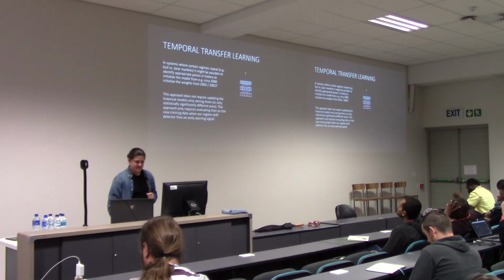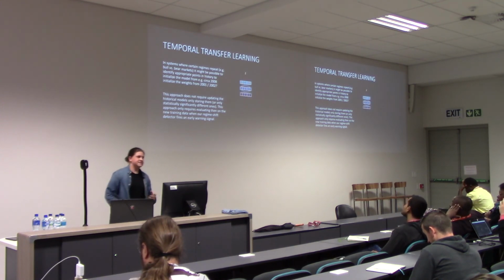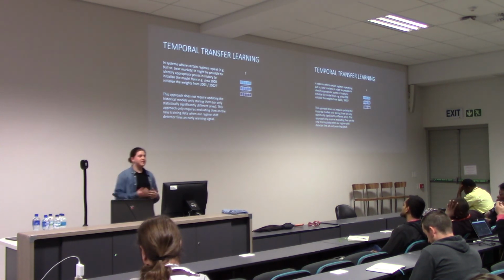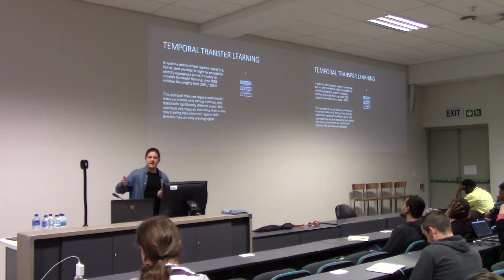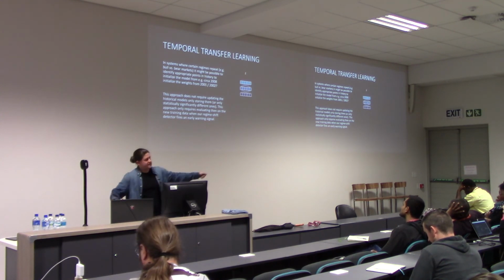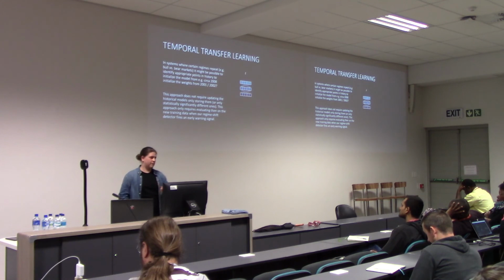Temporal transfer learning. This is something I've been playing around with recently, and this is the idea of what if you're in a system where you actually experience similar regimes over and over again? In financial markets, we have bull markets, we have bear markets, and we experience financial crashes many times. So maybe in 2008, instead of just transferring the weights from the previous month and adding some randomness to it, why don't we go back in time and find weights that were useful and transfer that into our model?